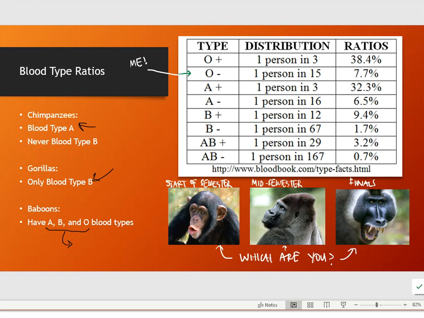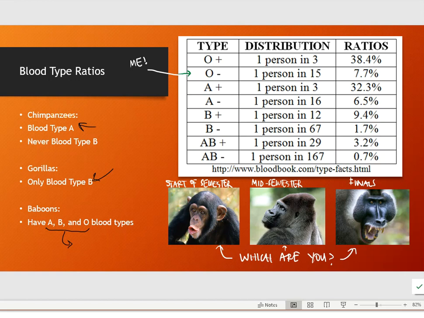So if I was a chimpanzee, I would only have to worry about blood type A. Everyone has blood type A. There are no other choices. It's a very clean blood type. If I was a gorilla, the same story. I would have only blood type B. A very clean bloodline. But if I was a baboon, I have all three, and the question is why?